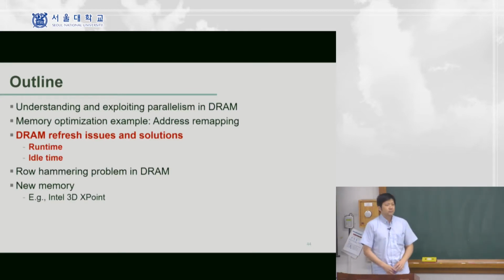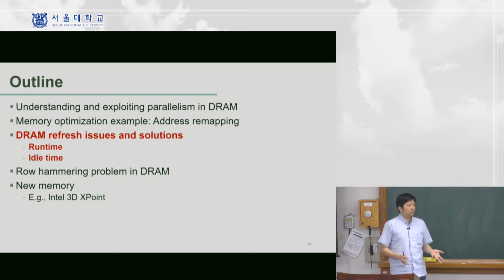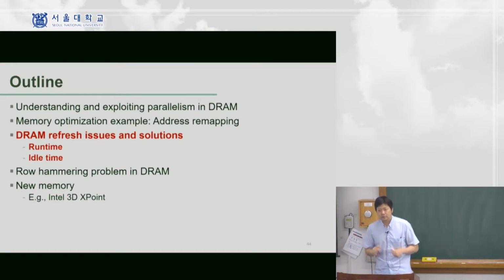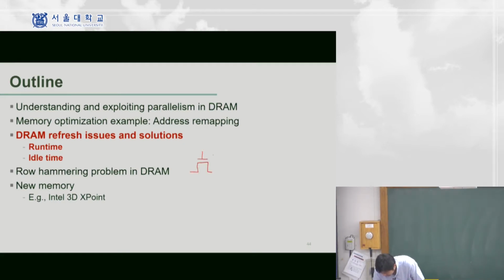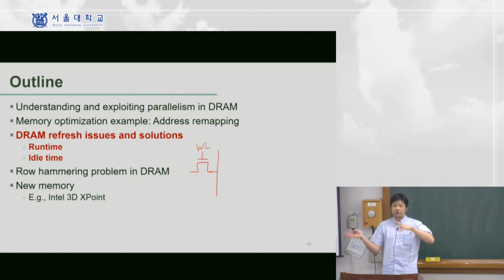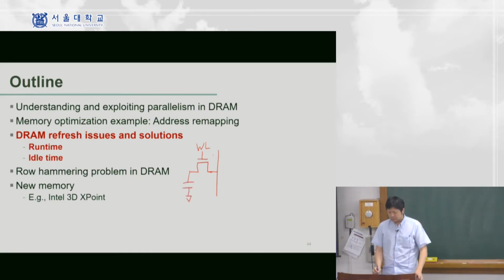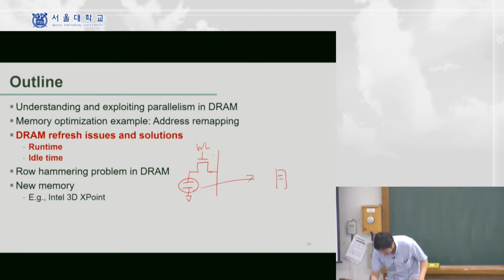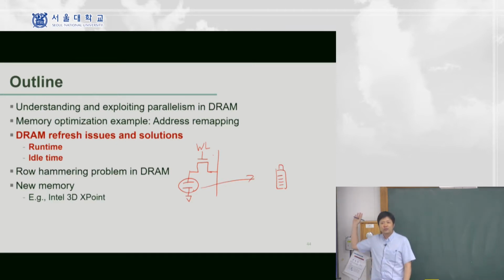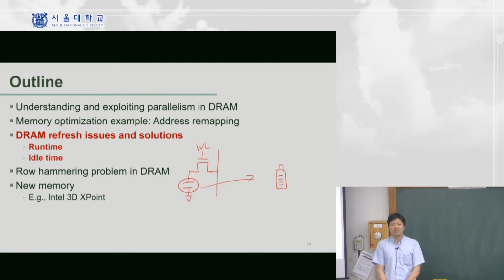What is refresh? If you remember, in DRAM we store 1 bit of information using a capacitor. The DRAM cell looks like this. It has an access transistor, and we have a word line. The transistor is either connected or disconnected depending on the value of the word line. And there's a capacitor that stores 1 bit of information. The capacitor is nothing but a micro battery. If it's fully charged, then the value is 1, and if it's discharged, then the value is 0. That is how we encode 1 bit of information.